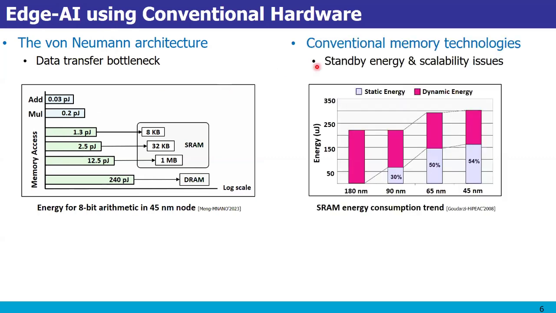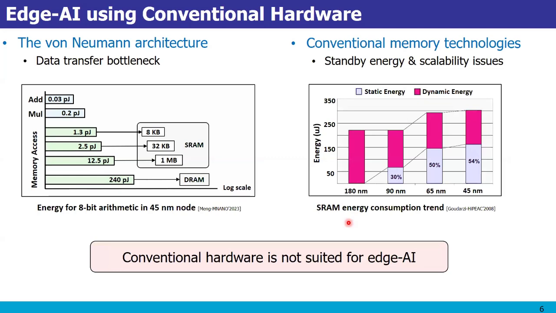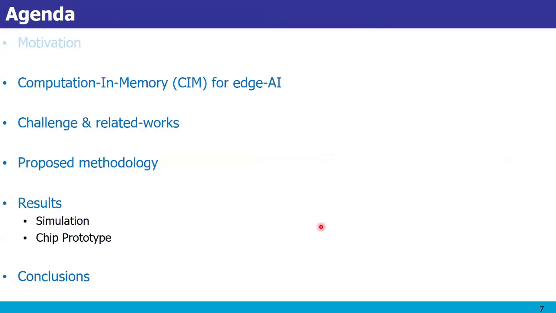And moreover, the memory technologies that are being used, like SRAM and DRAM, have a high standby energy, leakage or refresh, and are becoming progressively difficult to scale due to the charge-based storage. So here is a graph showing the leakage in SRAM and its trend with the technology. So to summarize, conventional hardware doesn't seem to be the best option to make the resource-constrained edge AI solutions. This is where computation in memory comes to the rescue.